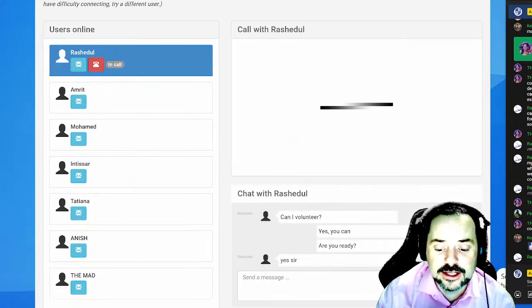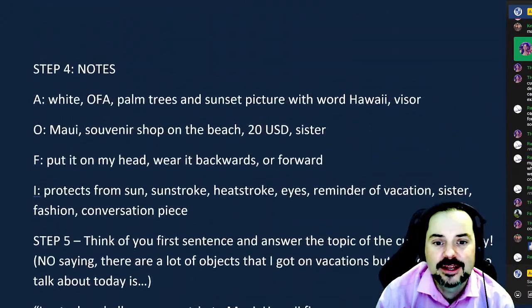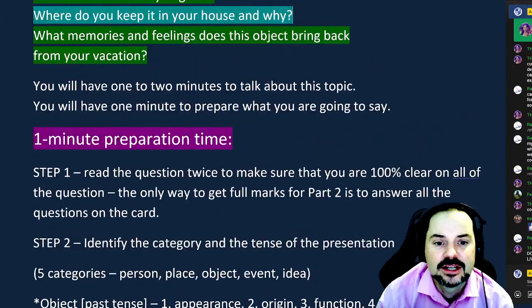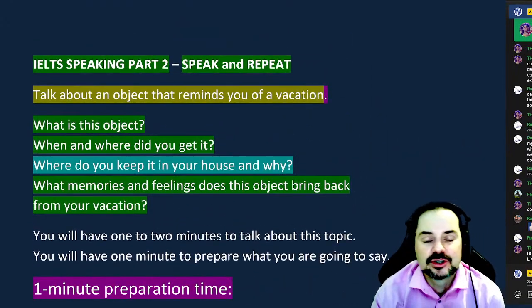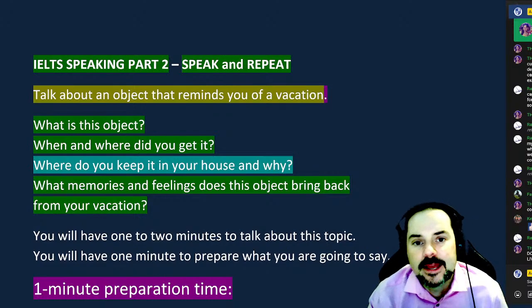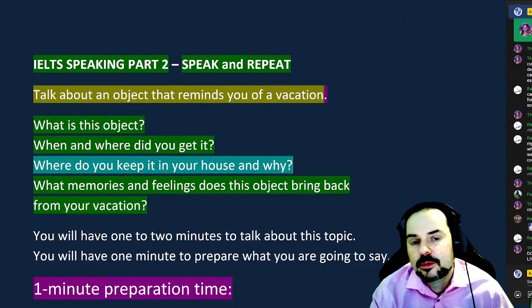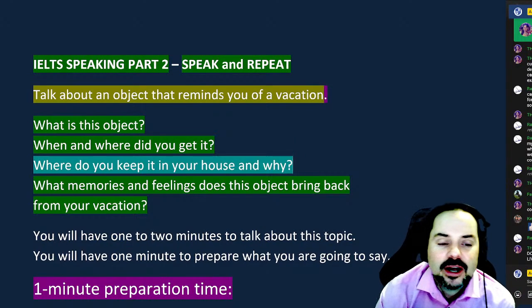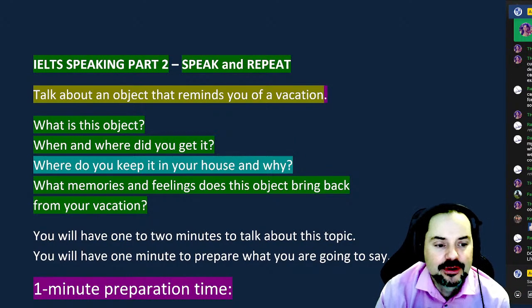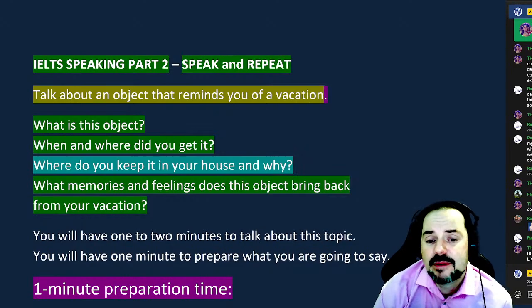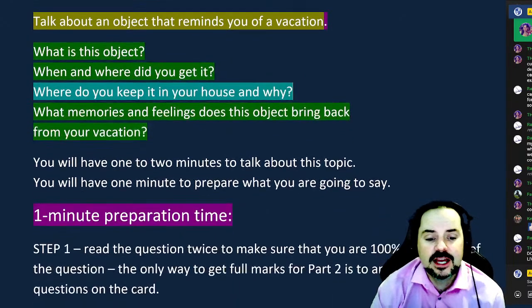Okay, Russia Duel, let's take a look at this question. And then just like Amu and Amrit did, give me a nice full sentence answer. So I will start you off. And in the real IELTS, you definitely want to start as quickly as possible after the examiner tells you that your time is up. So here we go. Talk about an object that reminds you of a vacation.